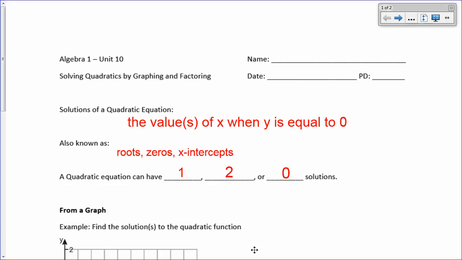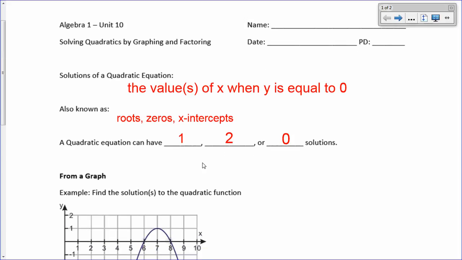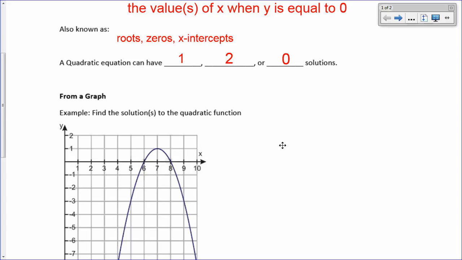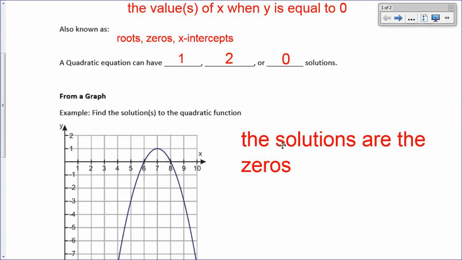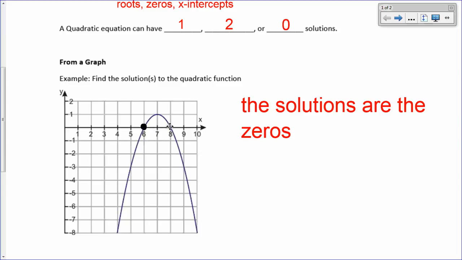Just like we said, they can have 1, 2, or 0 zeros. Same thing. They mean the same thing. So, from a graph, which is probably the easier of the two, I'll be very honest, because all you have to do is look and see. The solutions are just going to be the zeros. So, where it's crossing the x-axis. So here, it's crossing at 6 and 8. Those are our zeros. So x equals 6 and x equals 8.